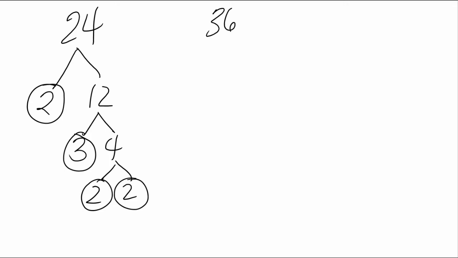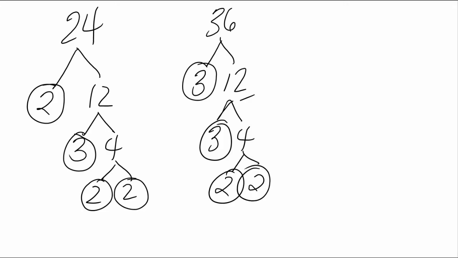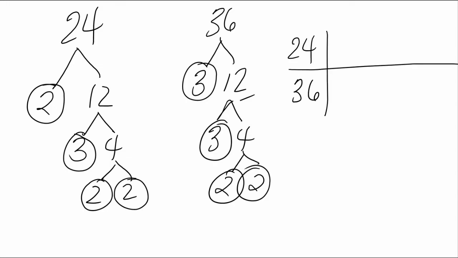Okay, we have 36. Sa kabila, we can break down this number into 3 times 12, for example. 3 is a prime factor, 12 is not, so we can break this down into 3 and 4. So we have 3, a prime number, 4 is not. Breaking this down, we have 2 and 2. So we arrive at the final prime numbers for 36. And then what we are going to do is to list down the prime factors of each. So for 24, we have 2, 3, 2, and 2. For 36, we have 3, 3, 2, and 2.